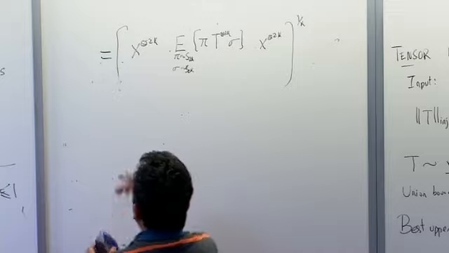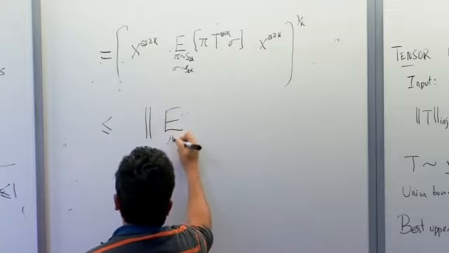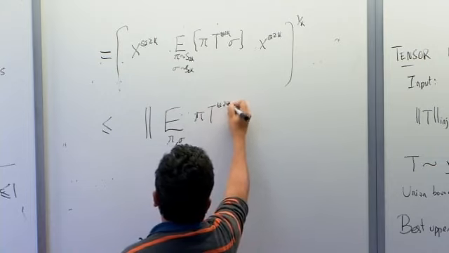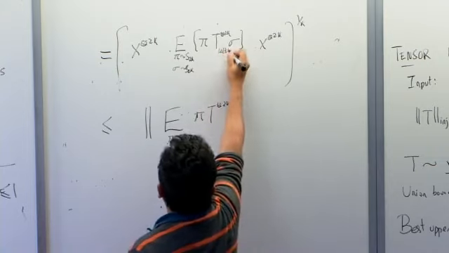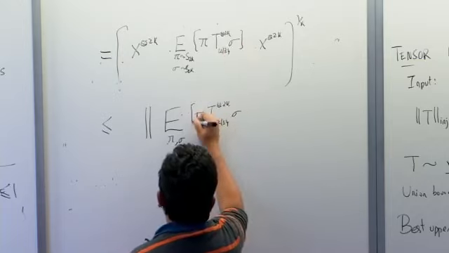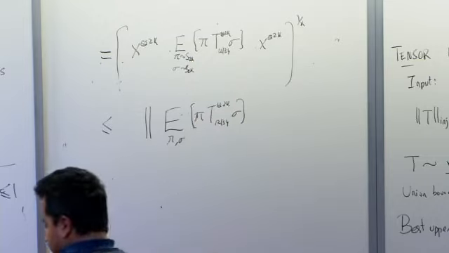So now I'm going to just upper bound this by the spectral norm of this averaged matrix. It should be tensor k on the matrix, right? Just tensor k, not tensor 2k. Yes. Thanks.